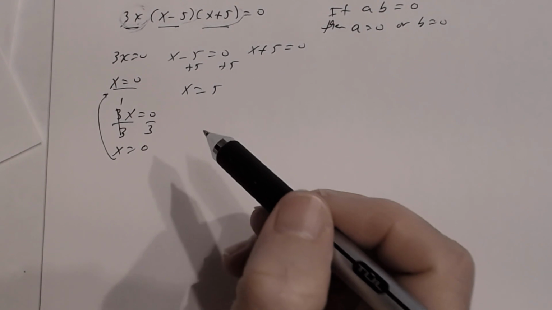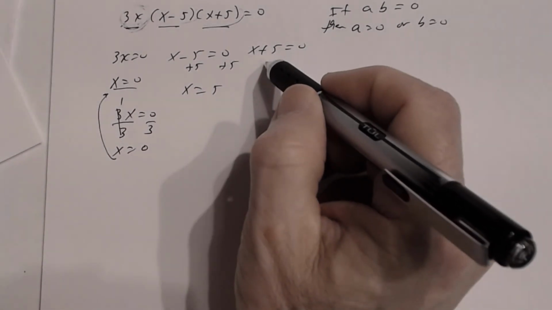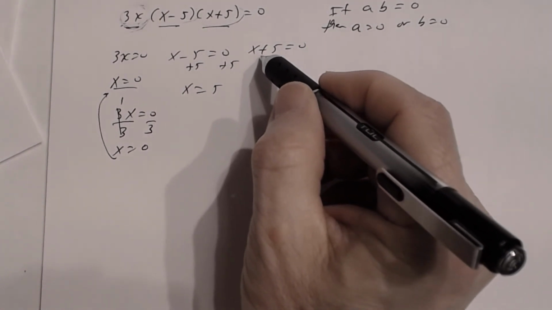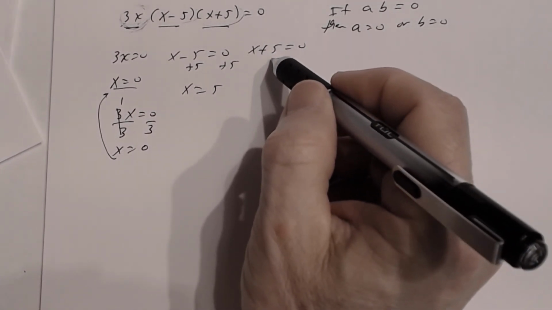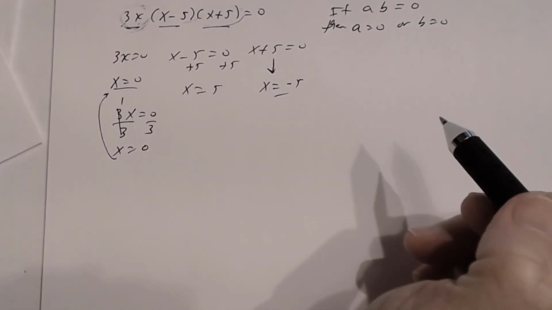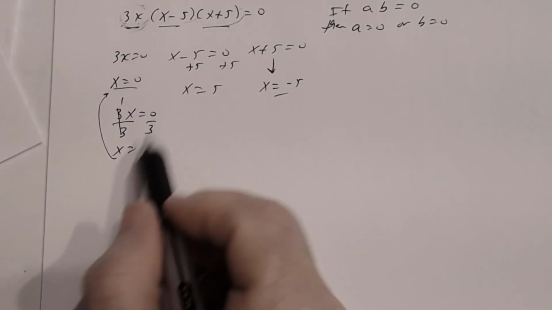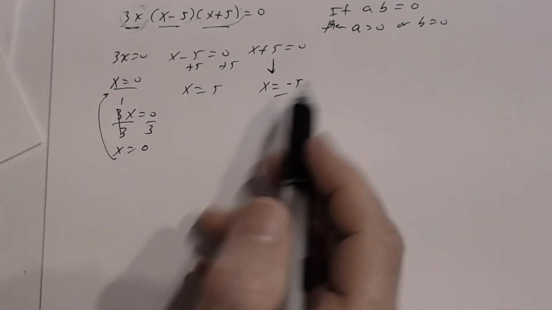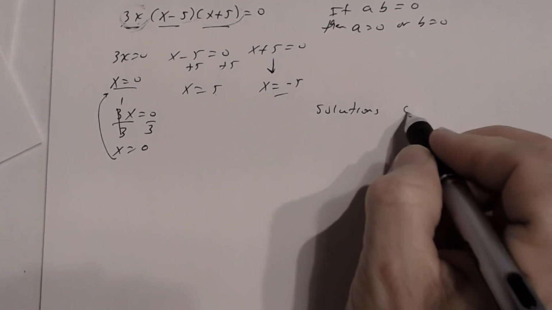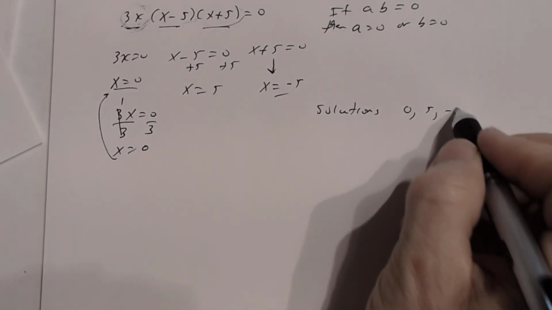If you want to write in that stuff, that's fine. And over here, same thing. So it's easy enough to where if you see that you have this equation, x plus 5 equals 0, then the solution has to be x equals negative 5. Okay? So you have three solutions here. You have 0, 5, and negative 5. So those are your solutions. So your solutions are 0, 5, and negative 5.